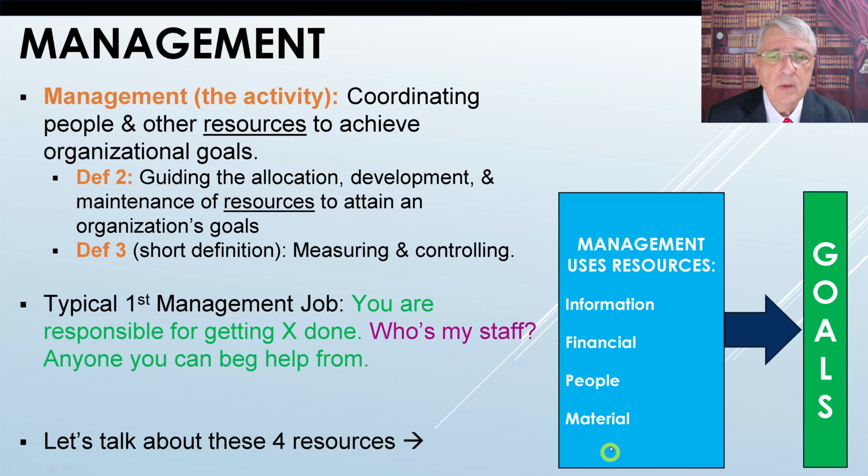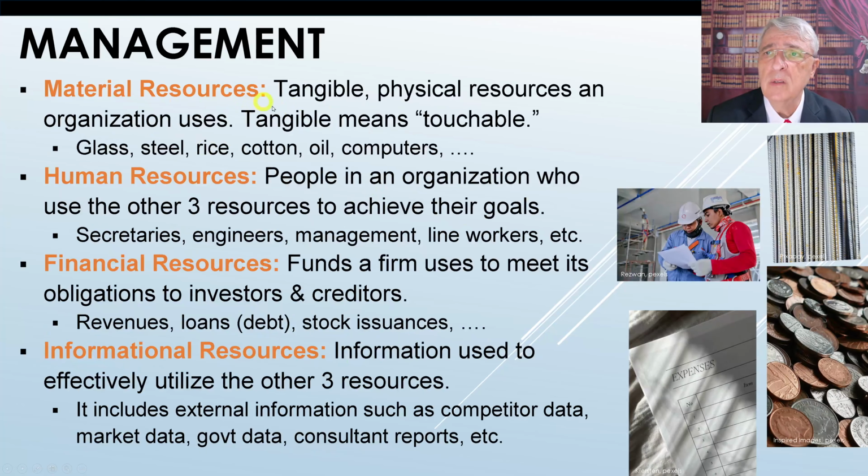These are the 4 resources over here: information, financial, people, and material that go to reach goals. Material resources are tangible, meaning you can touch them. A tangible resource is something you can touch. It is a physical resource that people use, so it could be like steel. Human resources are the people in the organization that use the other 3 resources to achieve their goals: secretaries, engineers, management, line workers, and so on.